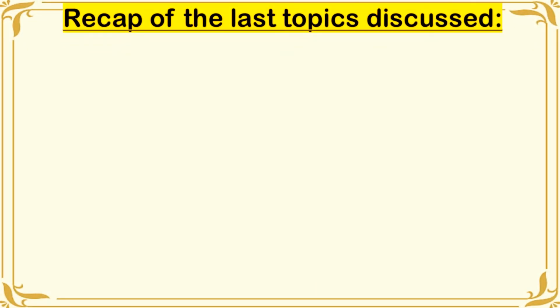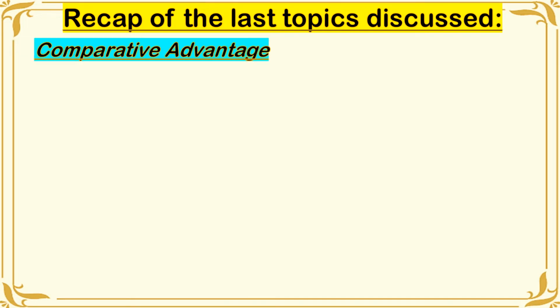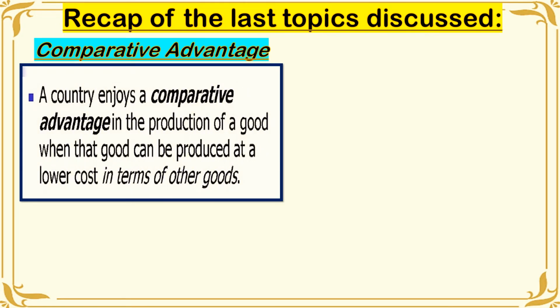So class, before we proceed to our online learning discussion, I would like us to have a short recap or review of the last topics that we have discussed. The first topic was about comparative advantage. A country enjoys a comparative advantage in the production of a good when that good can be produced at a lower cost in terms of other goods.